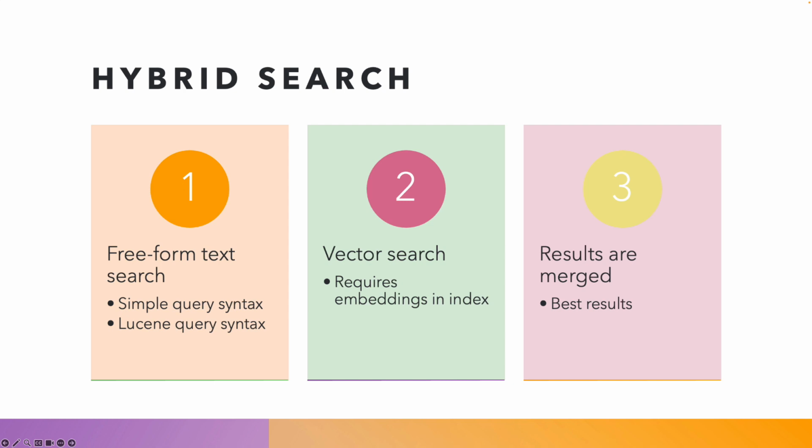What happens in that case is that in parallel, there's a text-based search being done and a similarity search with vectors. Those results are then merged, and the best results are put at the top by using some re-ranking algorithm. We typically recommend that you try hybrid search in your scenario to see if that is yielding the best results compared to vector search or free-form text search alone.